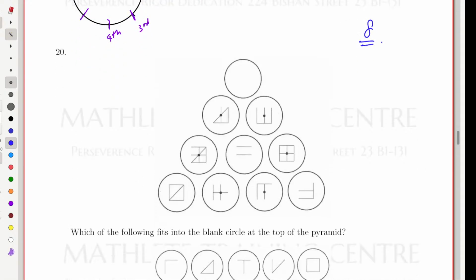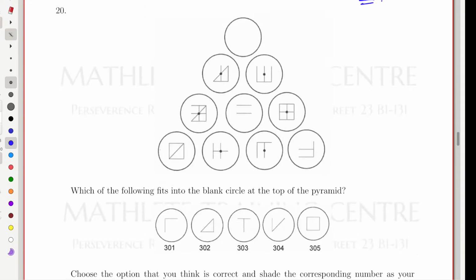Now, question number 20, we are presented with a pattern question. This pattern question is a little bit different from most pattern questions you've seen. This one is more like a general IQ kind of question. The way we can understand this pattern is that we are looking from the bottom to the top. So these two will affect this shape here. These two will affect this shape. These two will affect this one. These two will affect this. These two will affect this. And then these two will affect this.